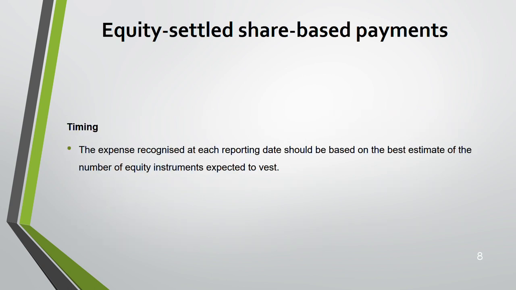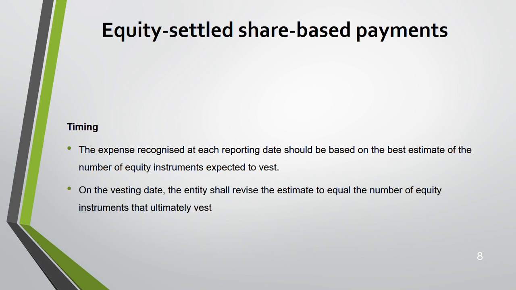Now, you have to recognize the expense, right? The expense recognized at each reporting date should be based on the best estimate of the number of equity instruments expected to vest. This is based on expectation: this much will be vested in this year, this much on the next year, this much on the third year. Based on that only, you recognize your expense in all the years. On the vesting date, when you are receiving the cash or the shares, the entity shall revise the estimate to the actual amount. Vesting date is the last date. After that, you no longer recognize anything. So the estimate becomes the actual amount.